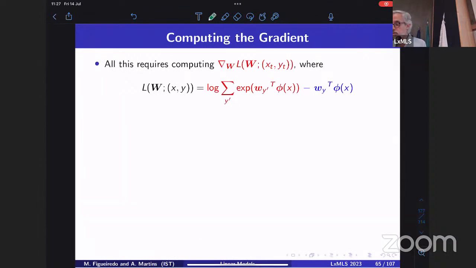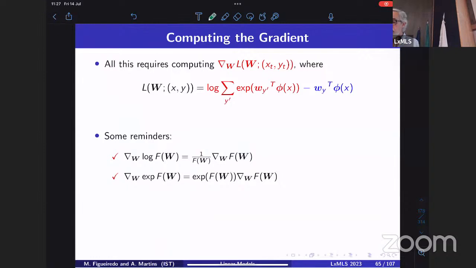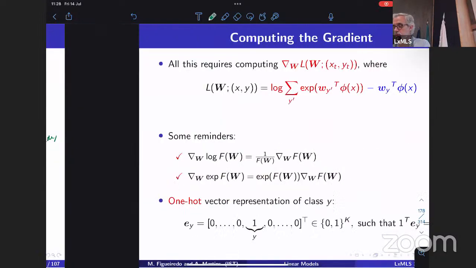So how do we compute the gradient? We need to compute the gradient of the log likelihood of the logistic loss. It looks a bit daunting, but it's not. It's quite easy if we go step by step. We only need two properties of gradients. You know that the derivative of the log is one over the function times the derivative of the function: d/du of log g(u) is one over g(u) times g prime of u. And the other is that the derivative of the exponential is the exponential itself times the derivative of what's inside the exponential.